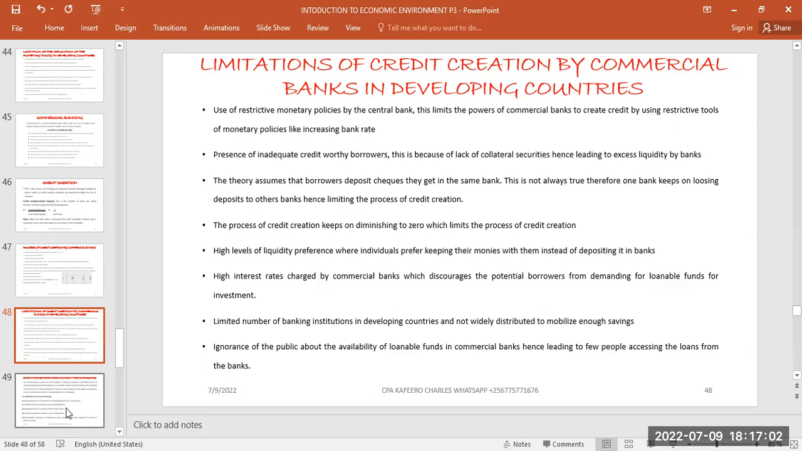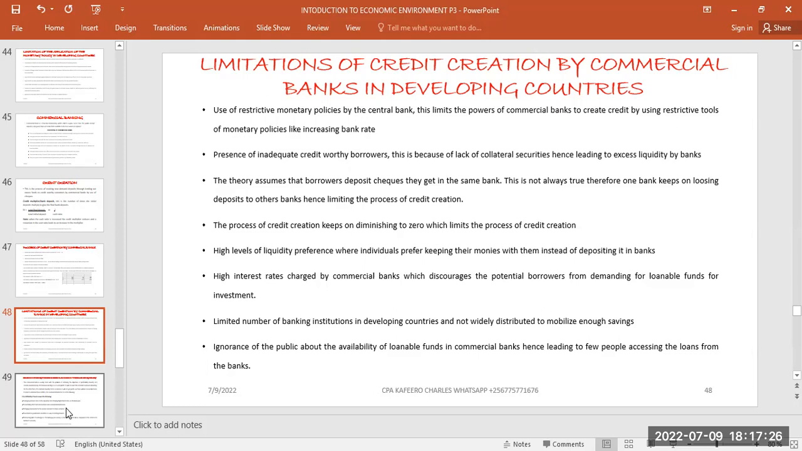So if people do not have collateral securities, it means they will not borrow, because banks are advised in terms of security. That is the dilemma, the security dilemma. They are advised to get securities from clients, so that in the event people default and fail to pay, they can get the money back.